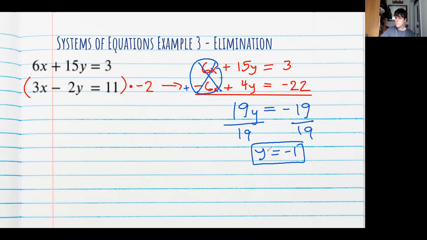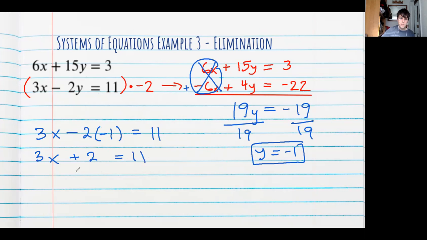So that's the first part of our solution, the y coordinate. Now we need to solve for x. So we're going to substitute this number, -1, into either of these equations, it doesn't matter. I'm just going to pick the second one. You could pick either one. So 3x minus 2 times -1 equals 11. Multiply that out, that becomes +2. So I have 3x plus 2 equals 11.